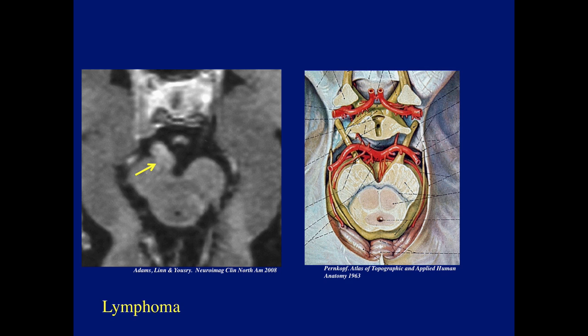Another case of a lesion in the region where the third nerve on the right would be traveling. We faintly see the left one, so a tumor mass in the same location as the prior case, and this was a lymphoma again occupying this region involving the right third nerve as it exits, again in this location over here.